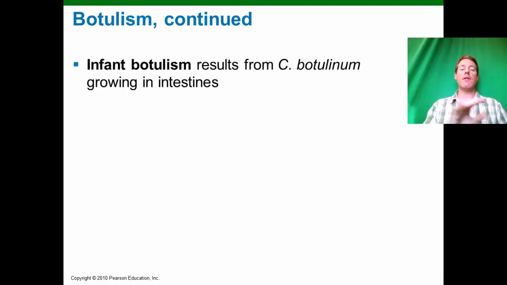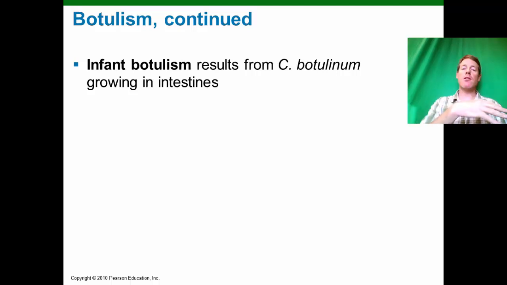Now, I've said that it's a kind of food poisoning where what happens is that you ingest the toxin from the food. In fact, in regular botulism on the previous slide, it doesn't matter if you eat the bacteria. The problem is eating the toxin that's in the food. However, there is a form of botulism that happens in the body, and this is infant botulism. This results from Clostridium botulinum growing in the intestines of an infant.